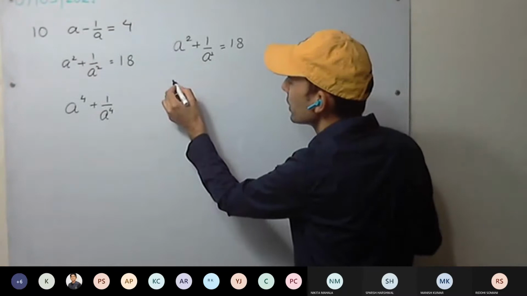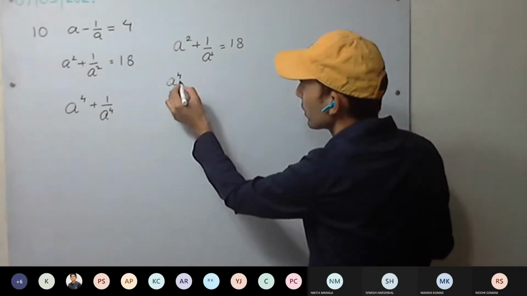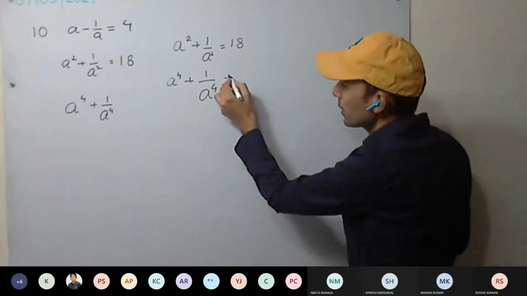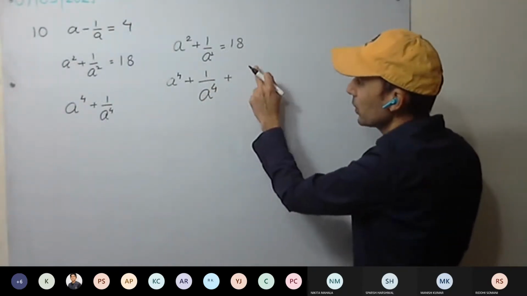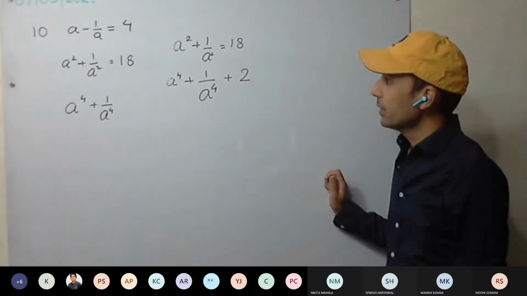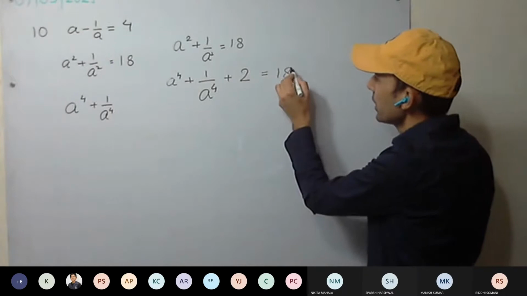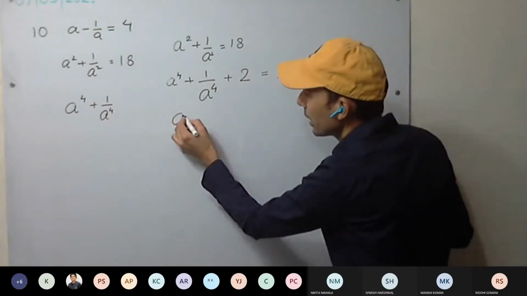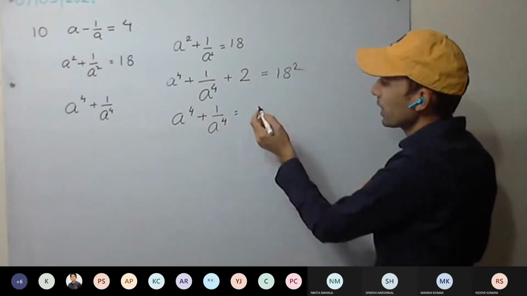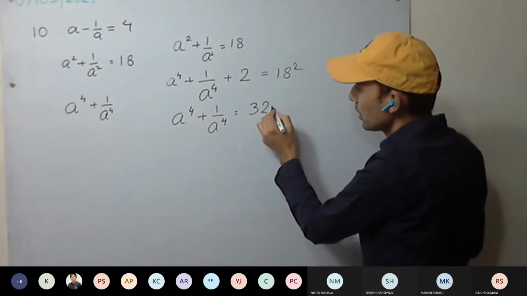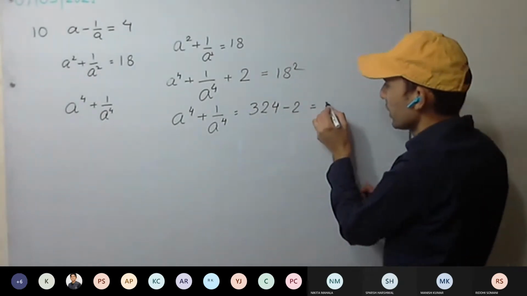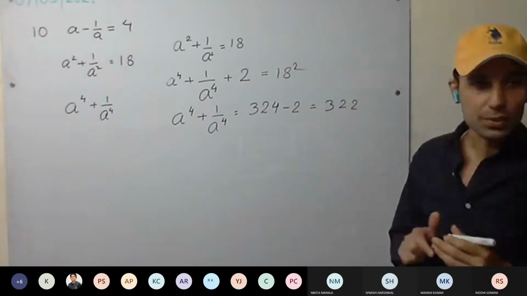It will be how much? A raised to power 4 plus 1 upon a raised to power 4 plus 2ab, 2 into a square into 1 upon a square. They get cancelled. We are getting 2. Is this clear? Equal to 18 square. A raised to power 4 plus 1 upon a raised to power 4 equal to 18 square minus 2. So how much we got? Understood this one?